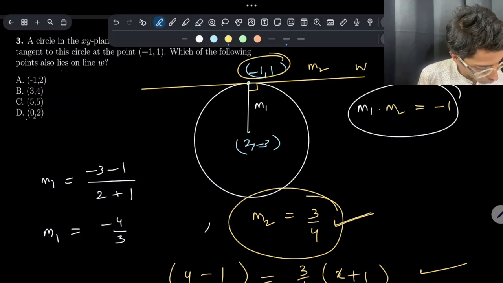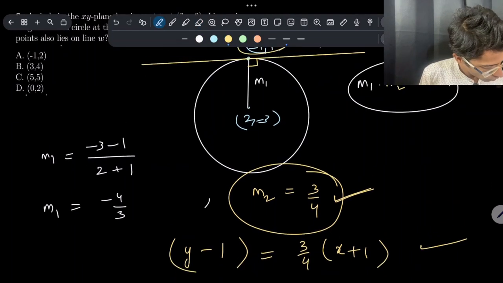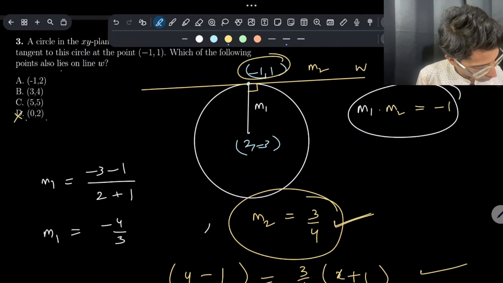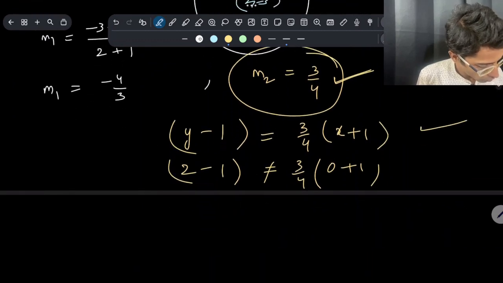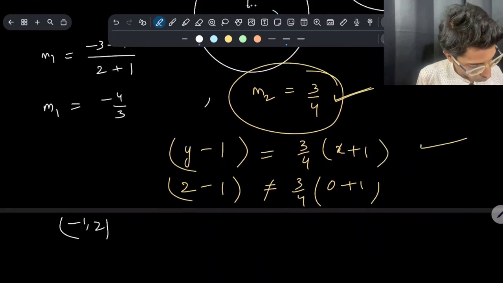So if I substitute (0, 2) here, let me substitute in y. 2 minus 1 is equal to 3 by 4 into (0 plus 1). 2 minus 1 is 1, and 1 is not equal to 3 by 4, so this is not working. This point is ruled out. Let me check (-1, 2), which is the option A.